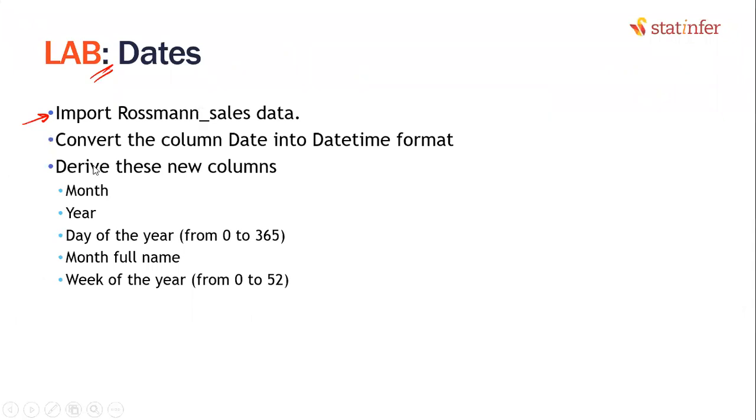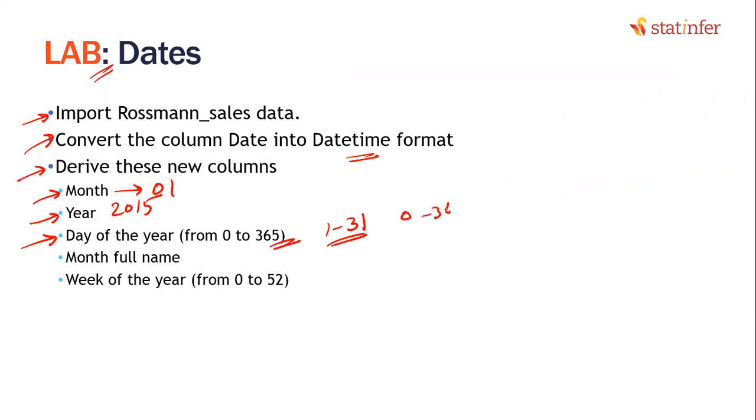So convert the date, which is in string format, into datetime format and derive these new columns. You have to convert it into month, and the month in digits like 0, 1, that format. Then year, and then day of the year. I'm not talking about the day of the month. Day of the month varies from 1 to 31. But day of the year varies from 0 to 365 or 0 to 364, whatever it is.